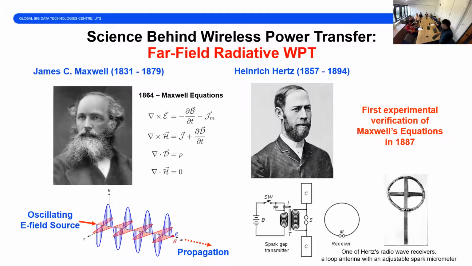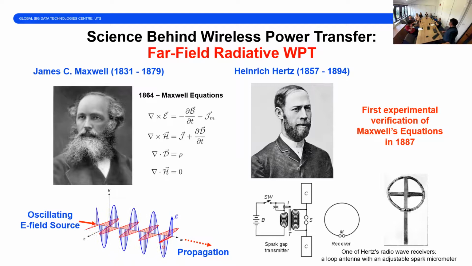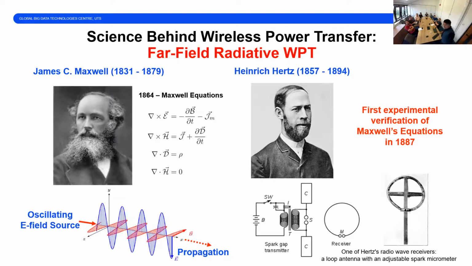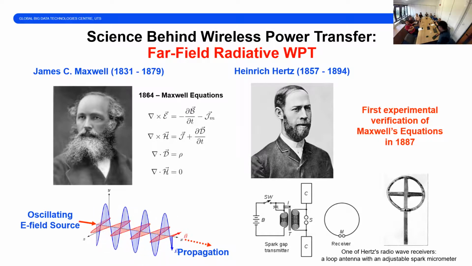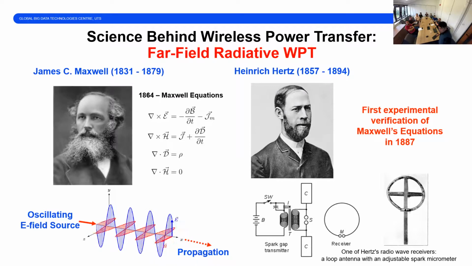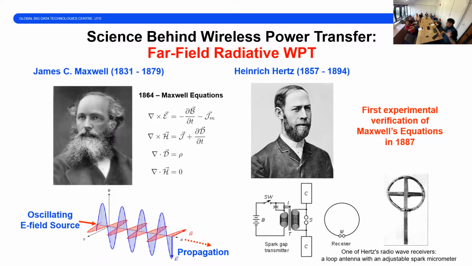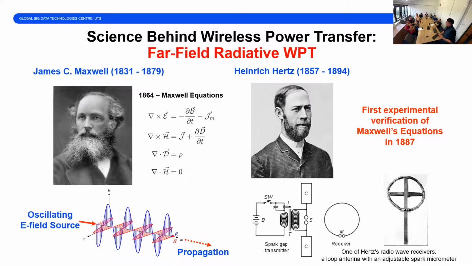Only about 20 years later, in 1887, Heinrich Hertz for the first time used an experimental device to detect electromagnetic waves and verify the existence of the EM wave. What he used was actually a very simple loop antenna to pick up the signal from the spark gap transmitter, and detect the existence of the electromagnetic wave. So these two men's work laid the foundation for far-field wireless power transfer via electromagnetic waves.